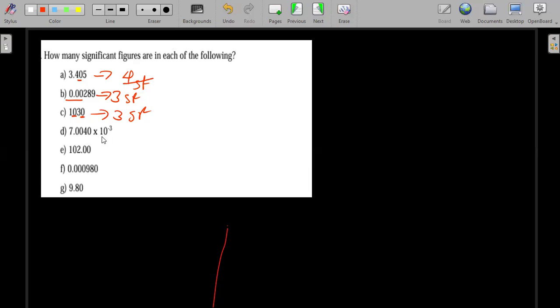So remember, exponentials do not affect the number of significant figures. When you have an exponential like that, you only need to focus on the numbers you have there. You focus on this, you ignore the exponential part. Okay, so let's have that one. How many significant figures are we having?